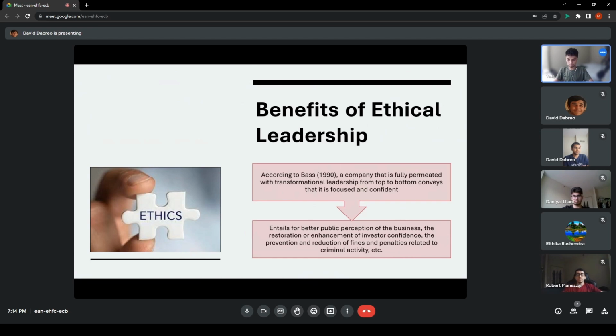This entails a better public perception of the business, the restoration or enhancement of investor confidence, the prevention and reduction of fines and penalties related to criminal activity, the avoidance of employee lawsuits brought by those who are unable to have their complaints addressed through the company systems, and increased productivity, better market orientation, and better leadership due to better customer care and satisfaction, thus establishing a standard for others in the market to follow and raising the organization or institution's profile. So let's go into an example of ethical leadership.